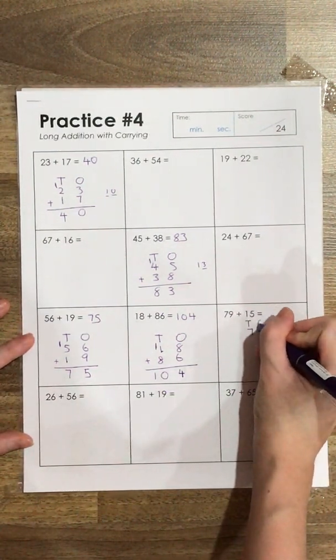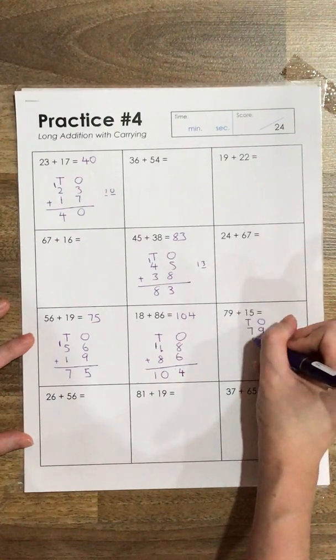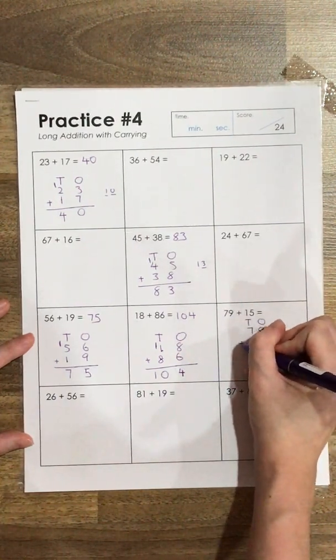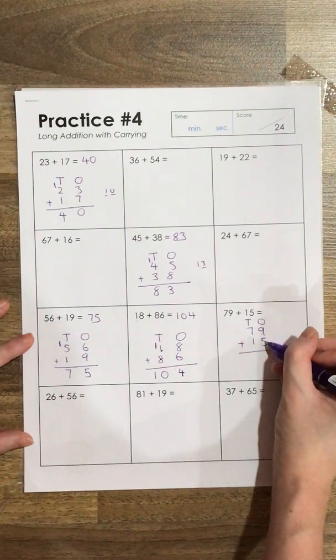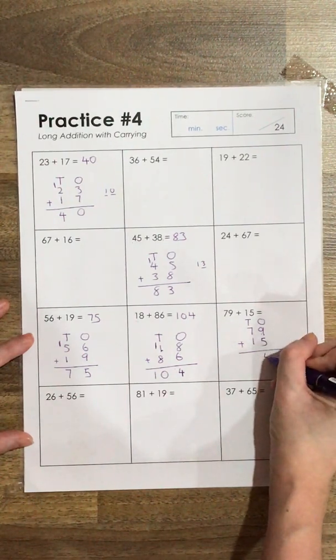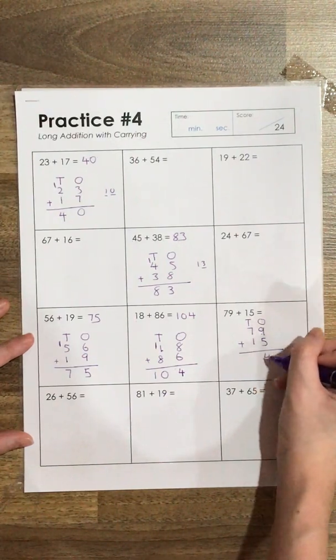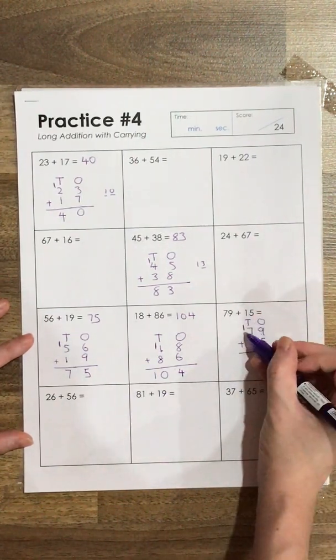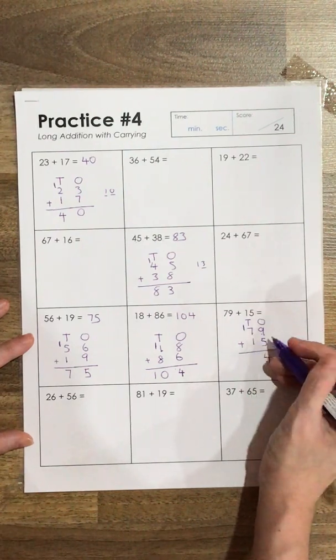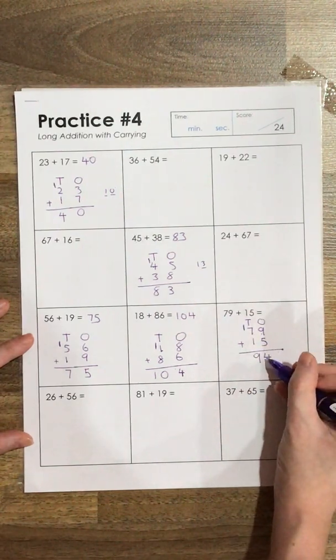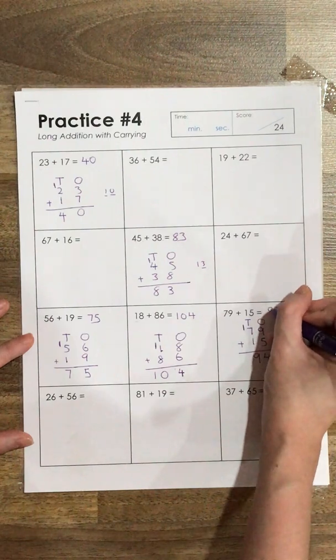Okay, let's do this question. 79. Okay, Mrs. Tan and Mr. O, 79 plus 15. Going to add it together. 9 plus 5 equals to 14. So this 1 over here, Mr. O is not going to accept. We're going to give it to Mrs. Tan. 1 plus 7 is 8. 8 plus 1 is 9. So the answer is 94.